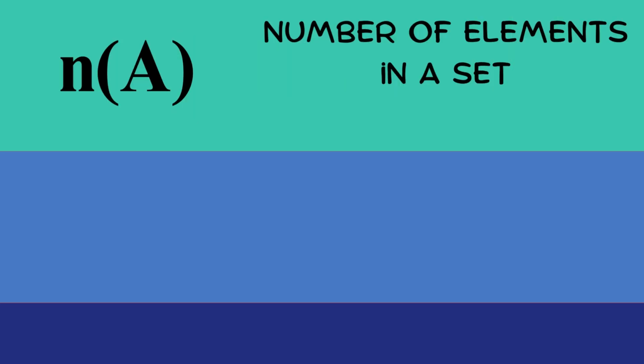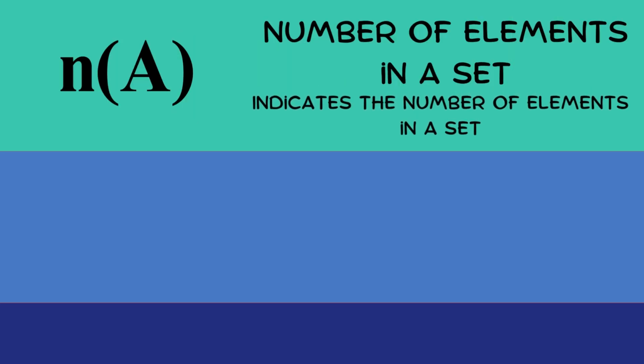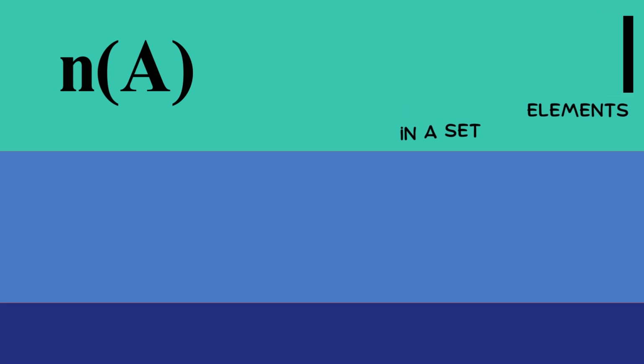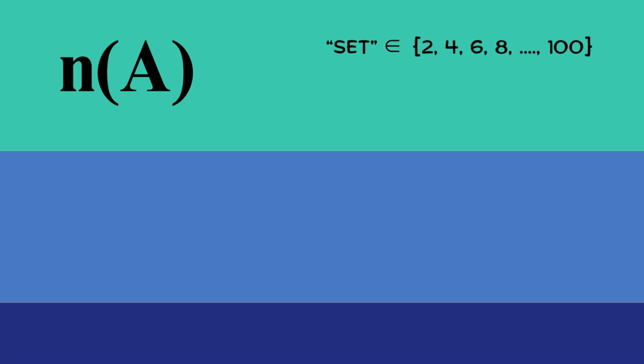The sixth notation is a bit different from every other notation. In this notation, rather than listing all the elements, this sign lists the number of elements in the set. This is indicated by an N, and the set in between the brackets. For example, in a set which contains even numbers between 1 and 100, the number of elements in this set would be 50.